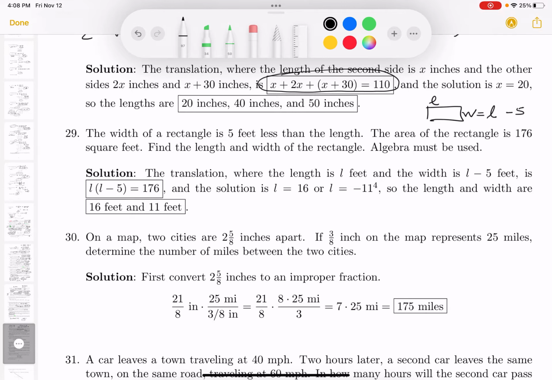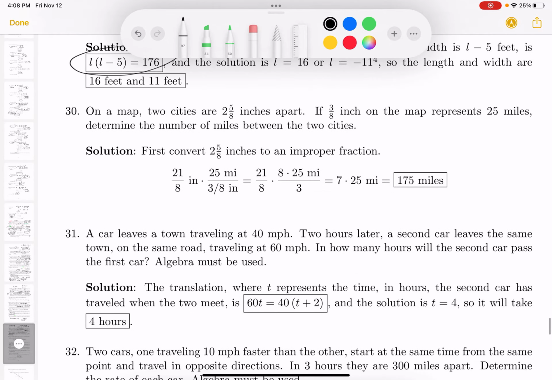Now it says the area. Now what's area? Area is going to be the length times the width. So the length, I'll write this down, length times the width. Well, what's the width? The width is length minus 5. They say the area is 176. That equation's here, and you'd have to solve this equation. And again, they give you the answers to it.